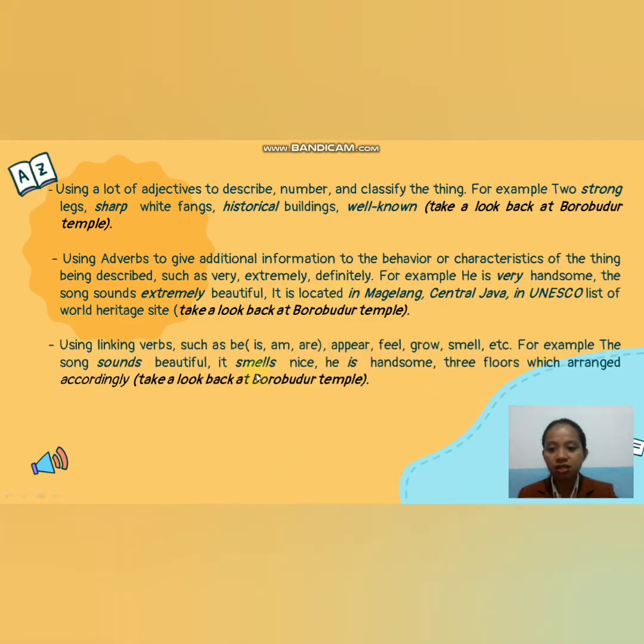And then, use linking verbs such as be, is, am, are, appear, feel, grow, smell, and so on. For example, the song sounds beautiful, it smells nice, he is handsome, and the floor which is arranged accordingly. Accordingly here is an adverb. Take a look back at Borobudur Temple.